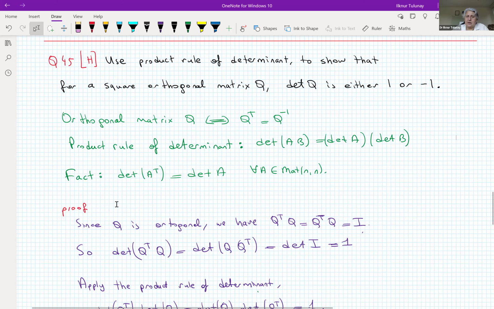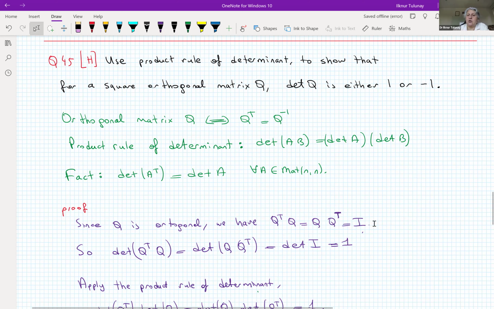Let's use the orthogonality. Since Q is an orthogonal matrix, the inverse and transpose are the same thing. So Q transpose Q, or the other way around, right? That was the definition. So I have Q transpose Q, and Q times Q transpose is the identity matrix. Whatever the dimension is, if n by n, that's n by n. So we have this equality.